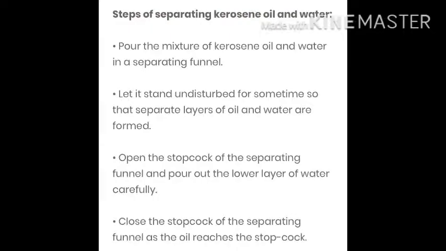Steps of separating kerosene oil and water. Pour the mixture of kerosene oil and water in a separating funnel. Let it stand undisturbed for some time so that separate layers of oil and water are formed. Open the stopcock of the separating funnel and pour out the lower layer of water carefully. Close the stopcock of the separating funnel as the oil reaches the stopcock.